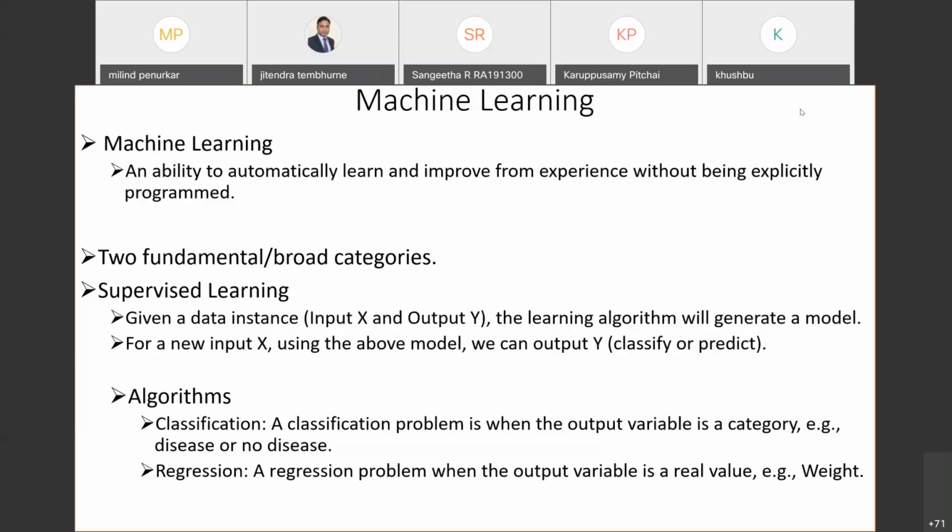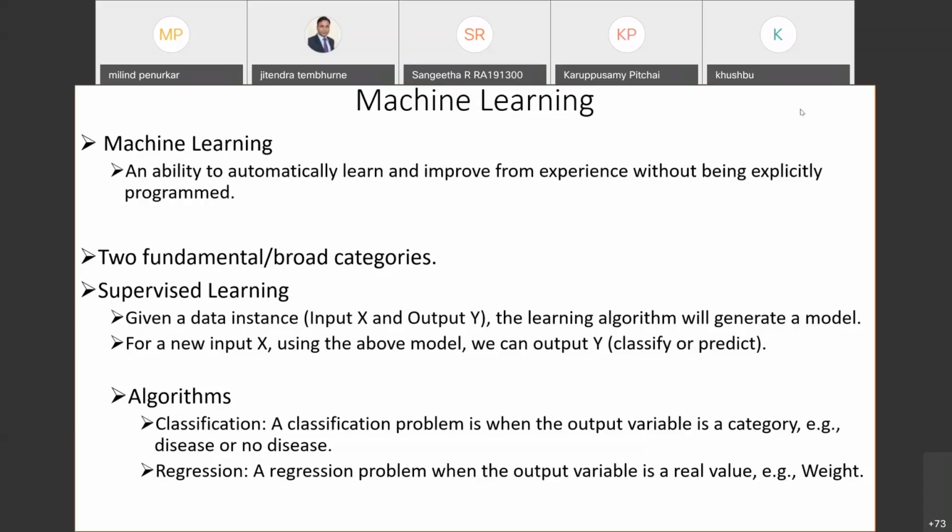So there are two fundamental or broad categories. One is supervised learning. In supervised learning, we are given data input X and output Y. The learning algorithm will generate a model, right? And for a new input X, using the model that we have generated, we can output Y, so we can classify or predict. So given this data, the learning algorithm will generate a model, and henceforth, whatever new input X comes, using the model we can output Y, that is, classify or predict.